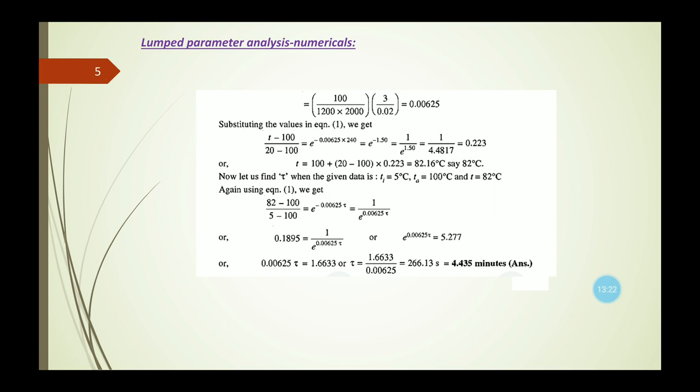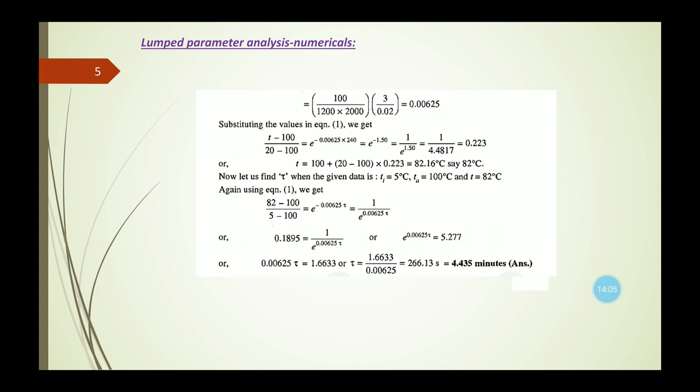Now if we use this value in the equation of the lumped parameter analysis, then only the value of T, that is the temperature, is unknown to us, as all the other values except T are known or given in the question. That means we can easily calculate the value of T from this equation. The value of T we are getting is 82.16 degrees centigrade, which is approximately equal to 82 degrees centigrade. Now we need to find the time, that is tau.